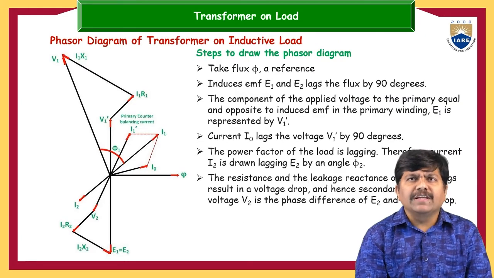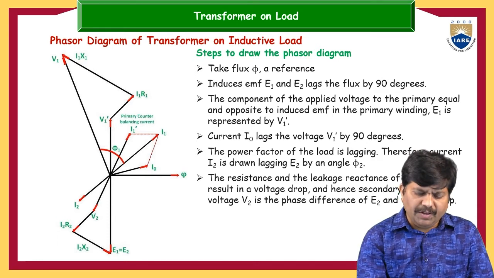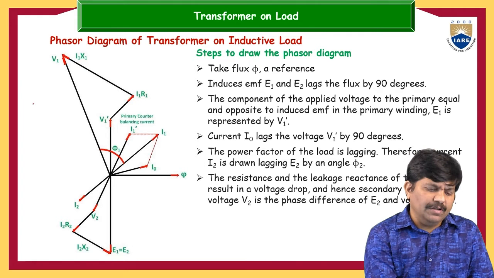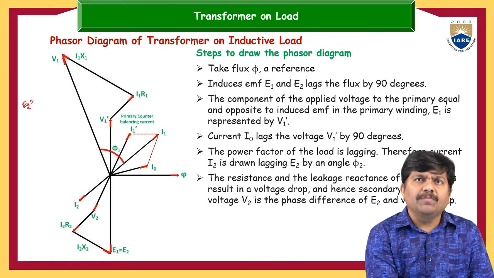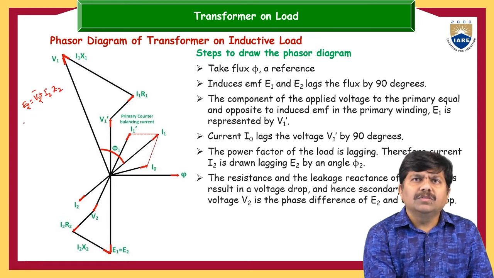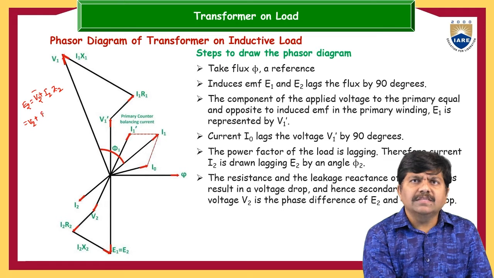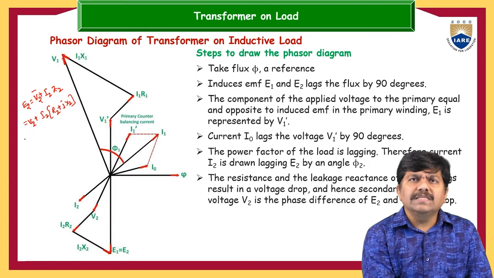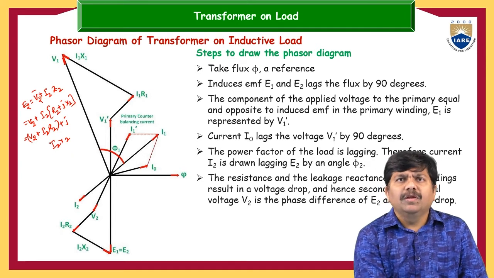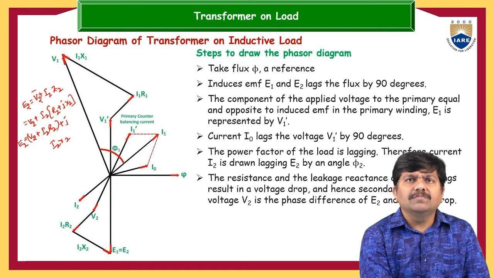So if you want to draw the phasor diagram of the transformer on inductive load, first of all we should know the voltage balance equation. Let us write the voltage balance equation in the secondary winding, that is V2 plus I2 into Z2. V2 is a phasor and this is I2 into R2 plus j times X2. So this can be further simplified as V2 plus I2 R2. This is one loop, plus j times I2 into X2. This is the reactance loop. So this total value becomes E2.